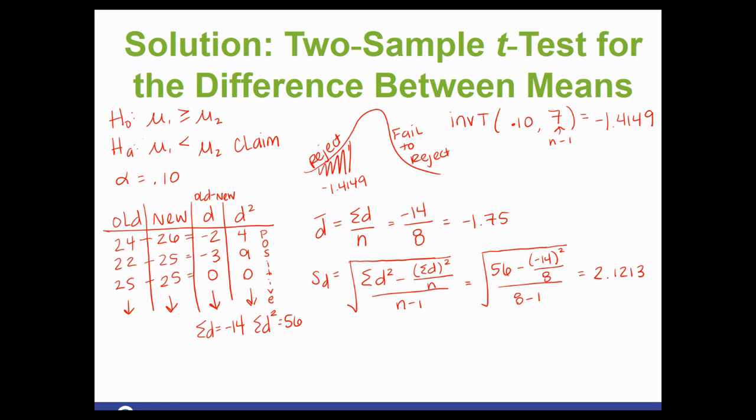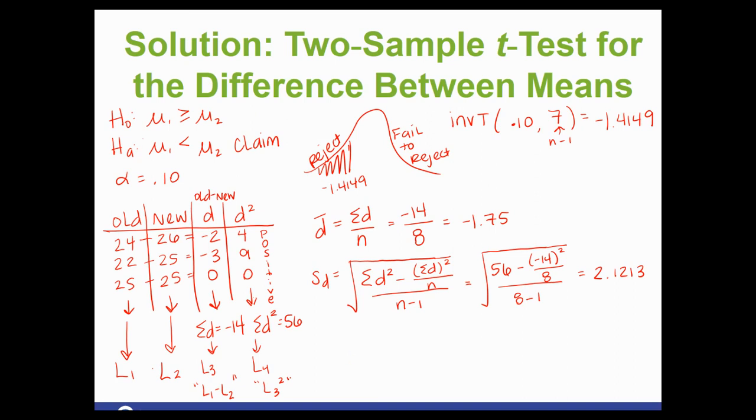Now, a little shortcut to check your work. You can type these 4 columns, the old, the new, the D, and the D squared, into your calculator. You could put all of your old values in list 1. You could put all of your new values in list 2. Then at the top of list 3, you can type in L1 minus L2 and click enter, and it will automatically autofill your differences. Same at the top of list 4, you can type in L3 squared, hit enter, and it will autofill all of your D squared values.